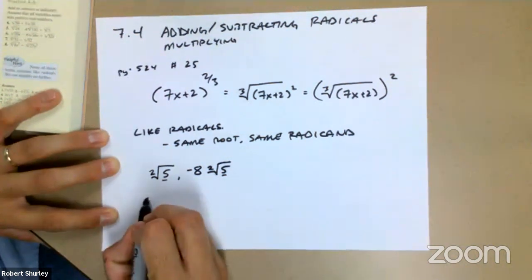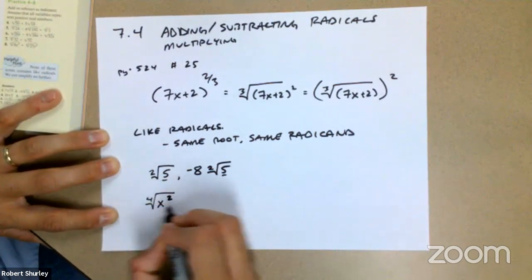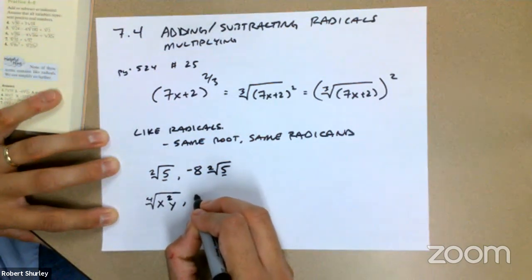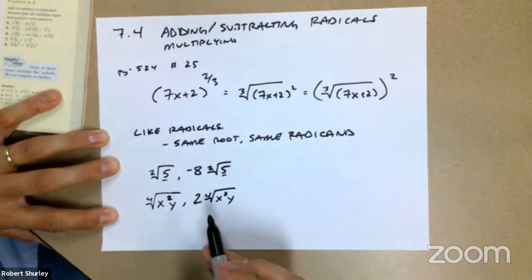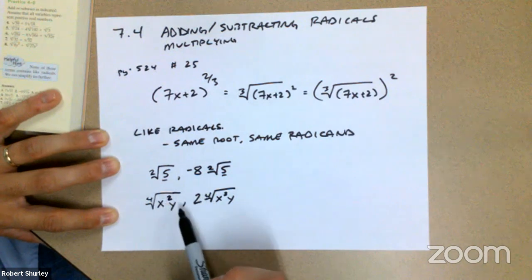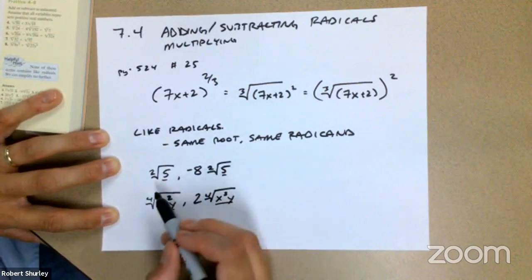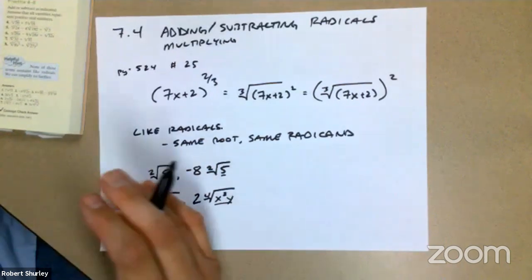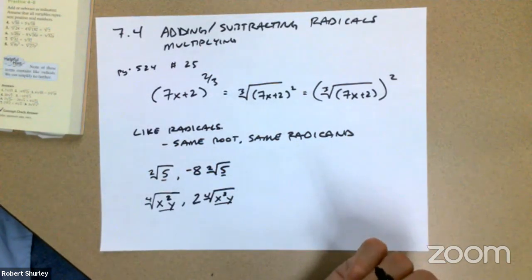If we had the 4th root of x squared y and 2 times the 4th root of x squared y, look, same root. They've got the 4th root on here. Same exact radicand, x squared y. It's got to be the same thing under the radical, the radicand, and the same exact root. And if we have the same root and the same radicand, we can actually add these together. And you add the coefficients.